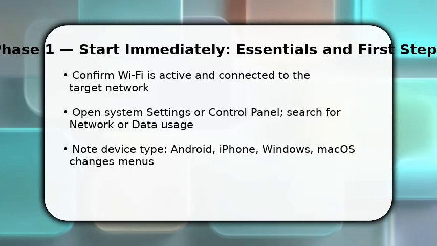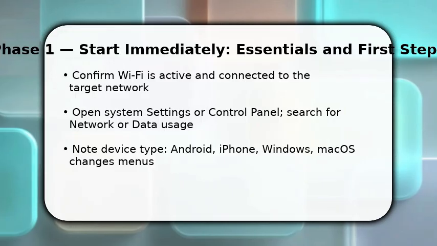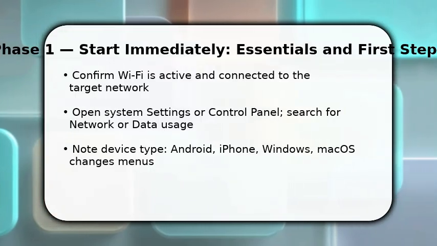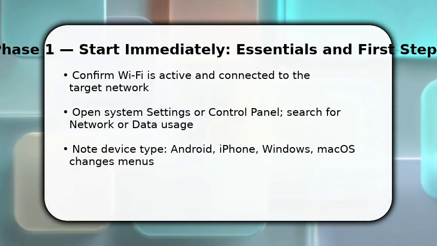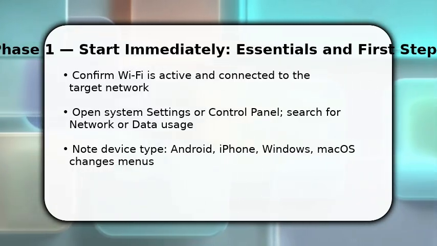Enjoy the video. You start by confirming Wi-Fi is on and that you're connected to the network you want to measure. Open Settings now. On Windows, search Network and Internet. On Android, open Settings Network. On iPhone, go to Settings Cellular, then Wi-Fi Assist if needed.